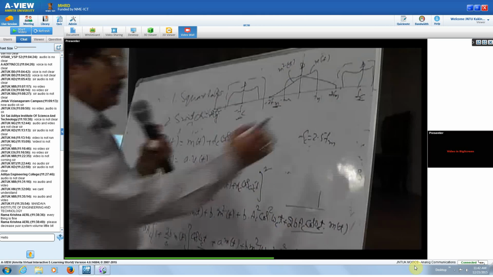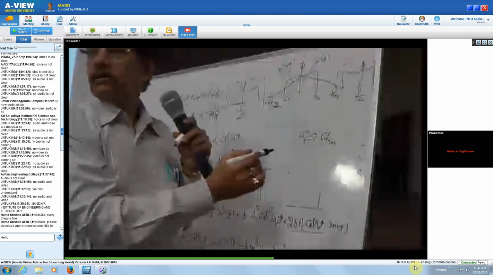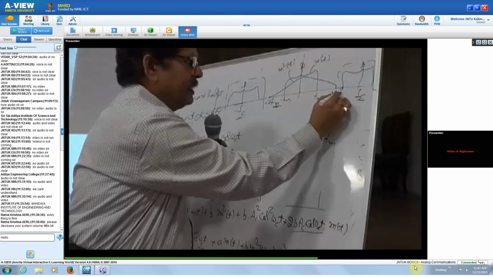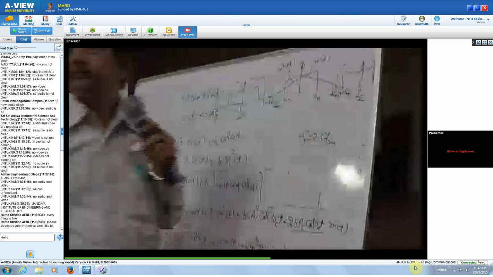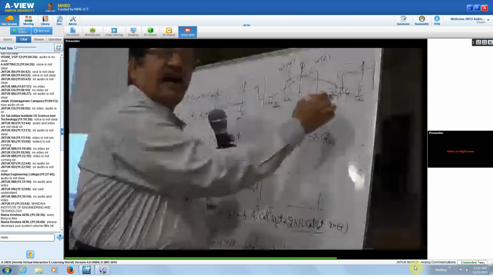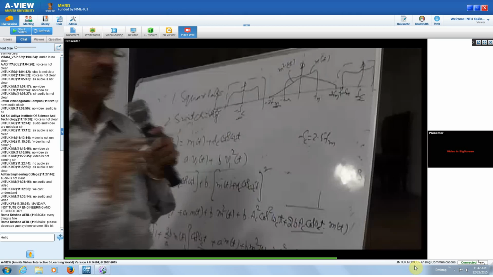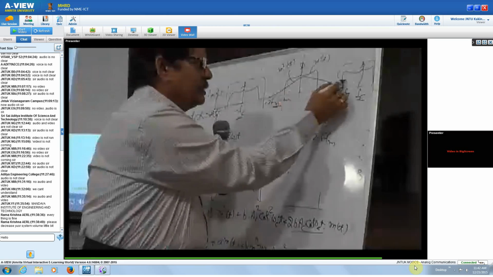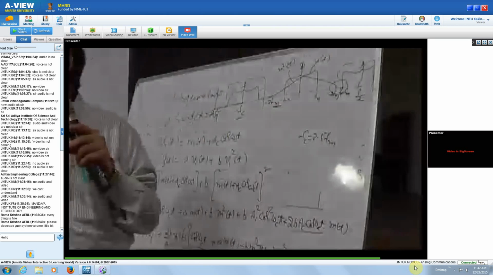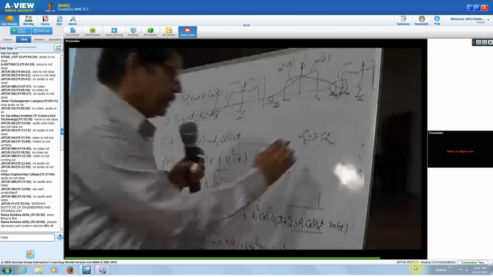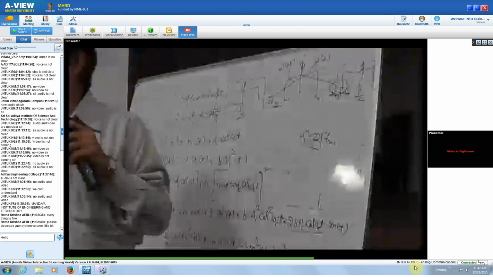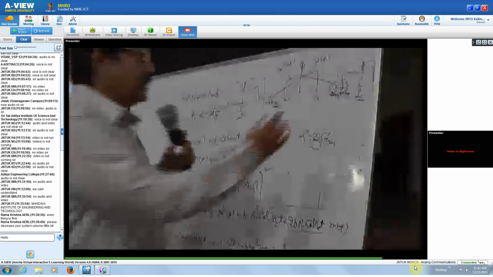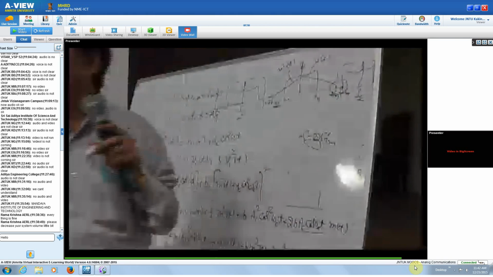What will happen? This point will be equal to 2.5 FM minus FM, because this is FC minus FM. That means this point will be at 1.5 FM, whereas your M square T goes up to 2 FM. That means there will be an overlap here. Whereas if FC is going to be at least 3 FM, then this point and this point will just touch.